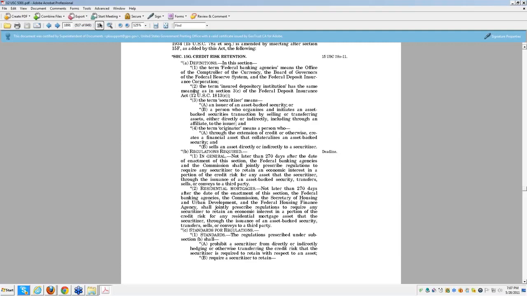So a securitizer means an issuer of an asset-backed security. Or B, a person who organizes and initiates an asset-backed security transaction by selling or transferring assets either directly or indirectly, including through an affiliate to the issuer. The term originator means a person who, through the extension of credit or otherwise, creates a financial asset.